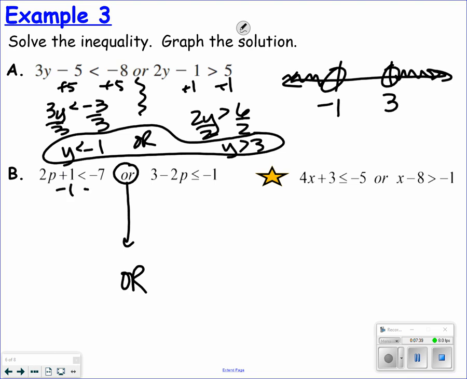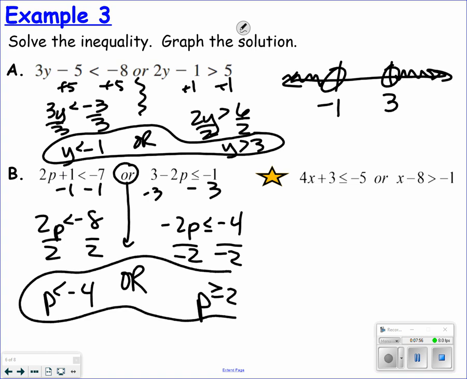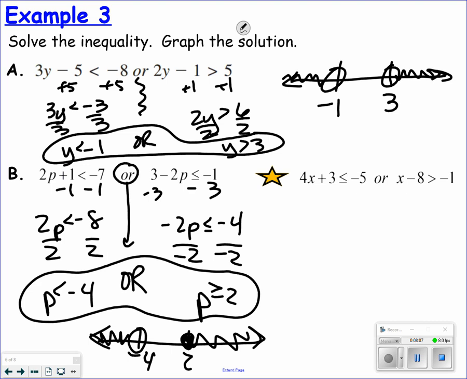Just solve the one on the left and solve the one on the right separately. So I'm going to subtract 3, divide by a -2. Anytime you divide by a negative, you have to change the inequality symbol. And so the graph will be separated. I've got -4, open circle, shaded below, +2, closed circle, shaded above. Try the next one by yourself, see what you get. Hit pause.